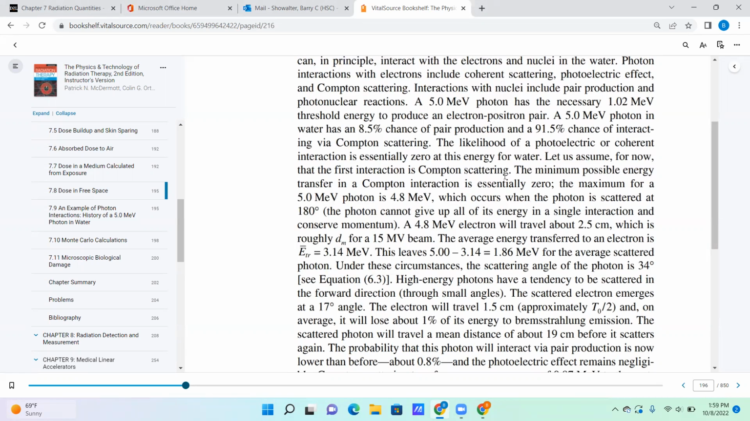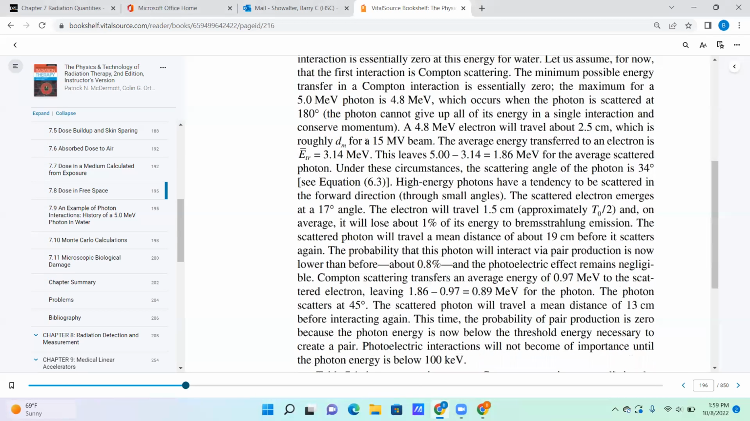So assuming that the first interaction is Compton scattering, the minimum possible energy transfer in a Compton interaction is essentially zero. The maximum is 4.8 MeV, which occurs when the photon is scattered at 180 degrees. It can't give up all of its energy in a single interaction and conserve momentum. A 4.8 MeV electron will travel about 2.5 centimeters, which is roughly D max for a 15 MeV beam. The average energy transferred to an electron is 3.14 MeV, which leaves us with 1.86 MeV for the average scattered photon. Under these circumstances, the scattering angle of the photon is 34 degrees.